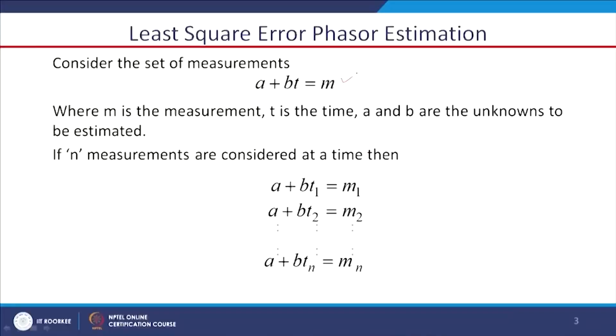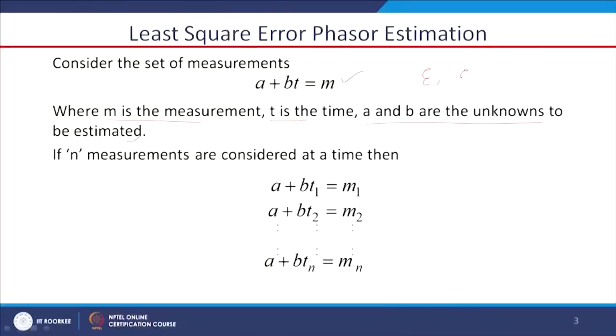A plus Bt is equal to M, where M is the measurement, t is the time, and A and B are the unknowns to be estimated. Now, one question quickly comes to my mind: the technique is known as least square error. So, we are trying to calculate some error, and we are also trying to minimize that particular error. So, what is that error? The error is nothing but the estimated value minus the measured value.